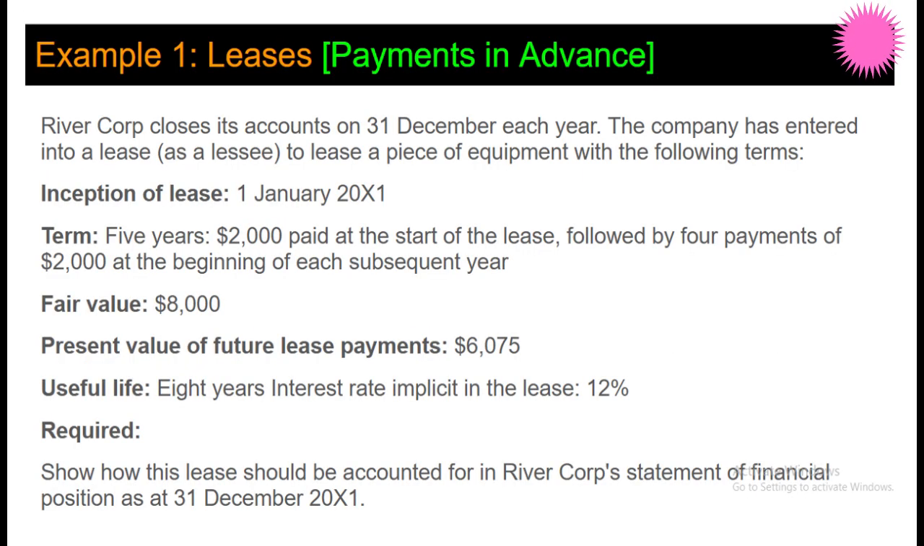Let's do it. Imagine Rivercore. They're leasing some equipment for 5 years, starting January 1st, 20X1. All right, what's the payment structure? Lease payments are $2,000 upfront, followed by 4 annual payments of $2,000 at the start of each year after that. So they're paying at the beginning of each year, and just to spice things up, let's say the equipment's worth $8,000. The present value of those lease payments is $6,075, and the interest rate built into the lease is 12%.